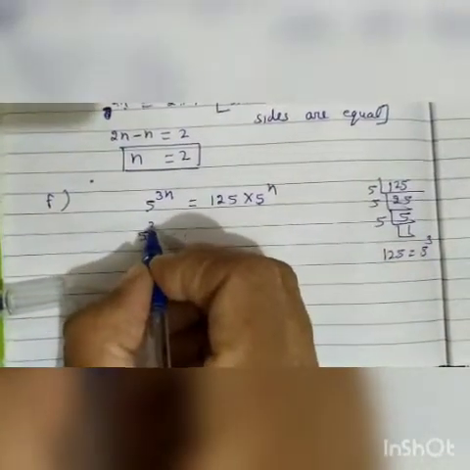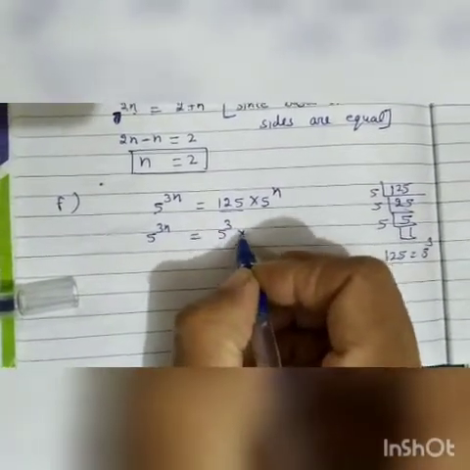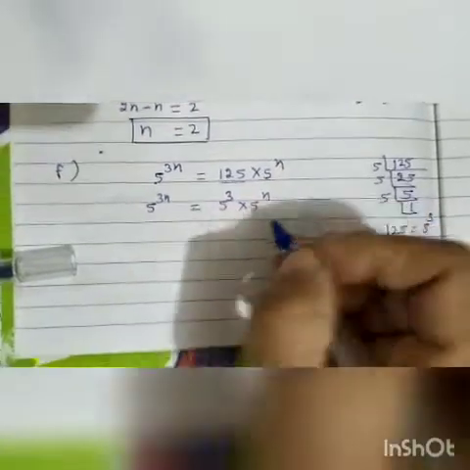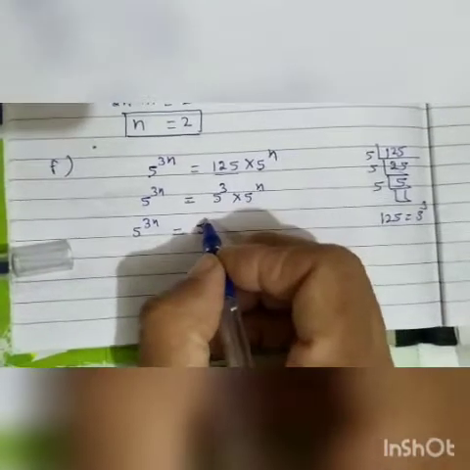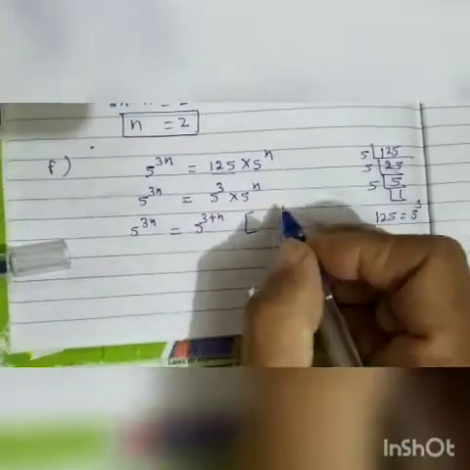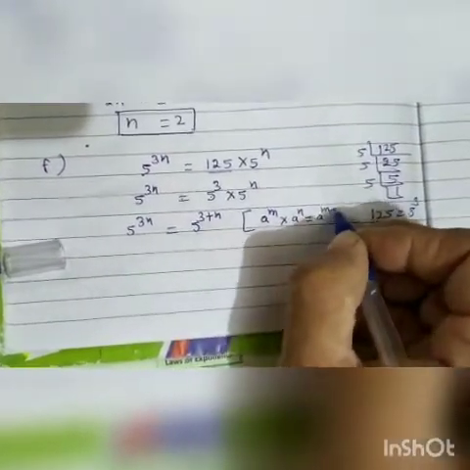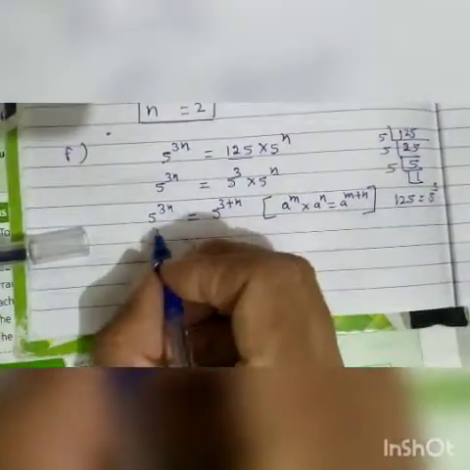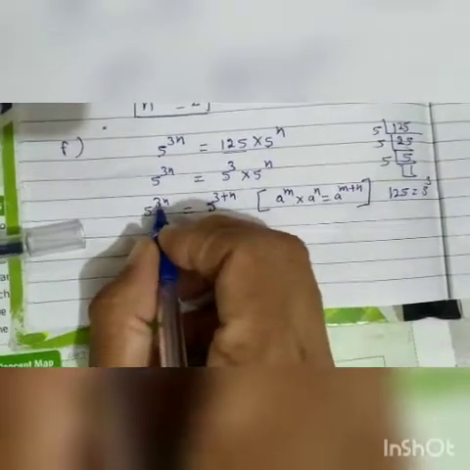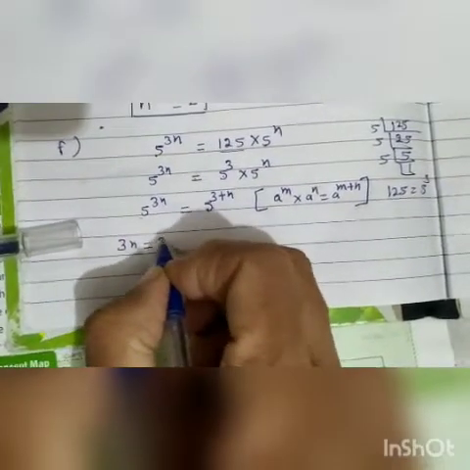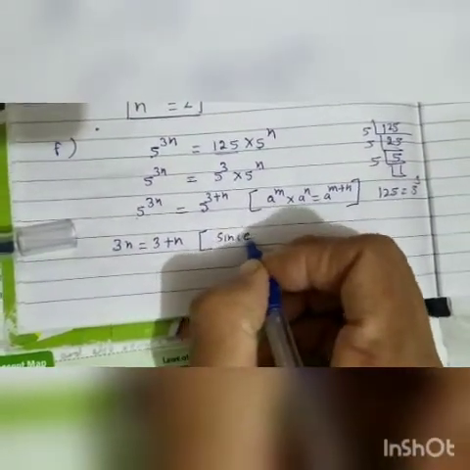So we will write it 5 power 3n is equal, this 125 will be written as 5 power 3 into 5 power n. Now 5 power 3n is equal, this will be written as 5 power 3 plus n, using the first law, a power m into a power n is equal a power m plus n. Now again both the bases are same, both side bases are same, so their powers will be equal. 3n is equal 3 plus n.